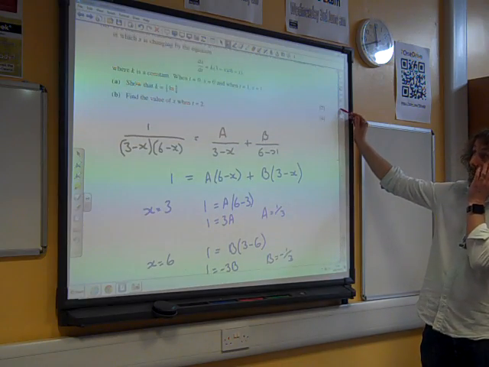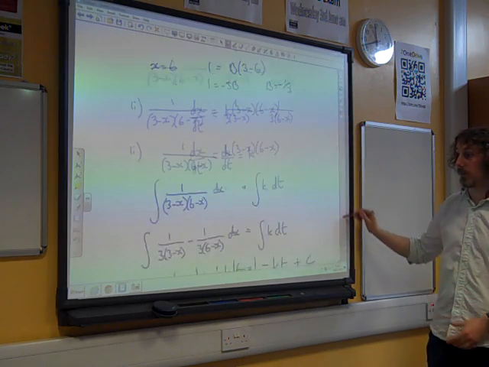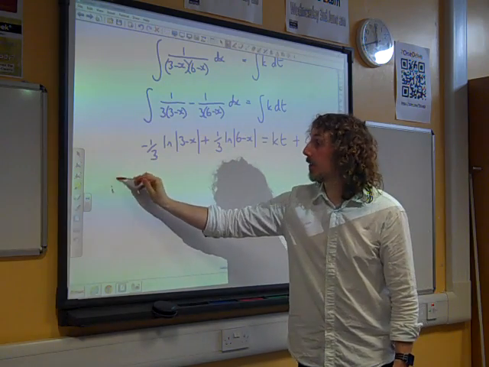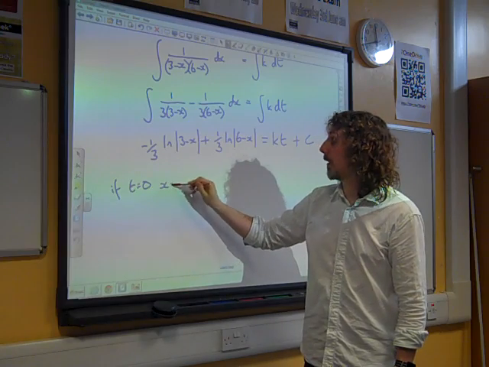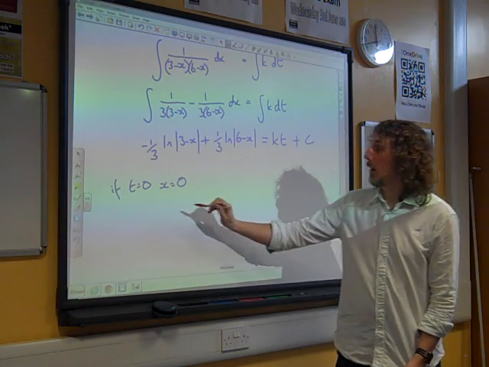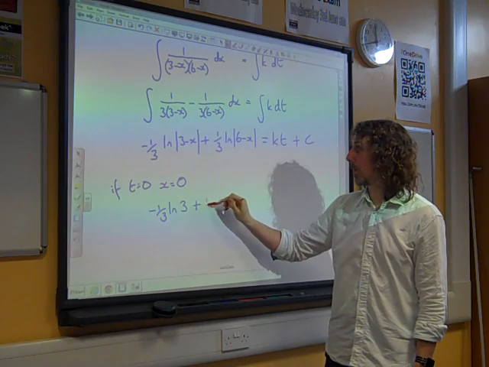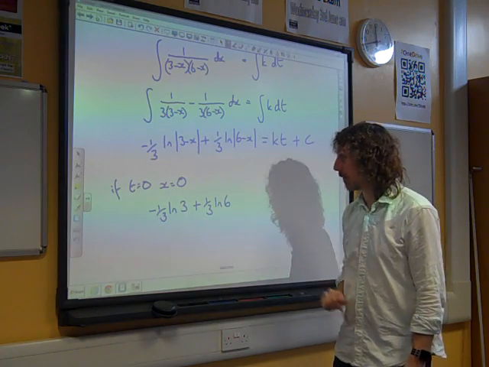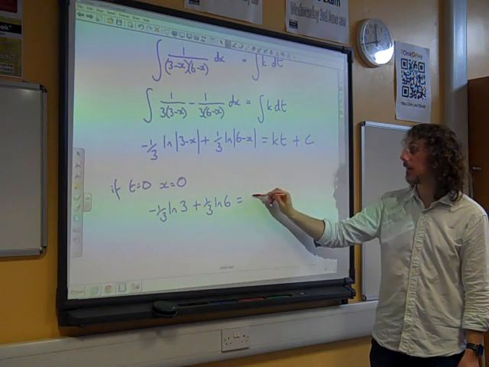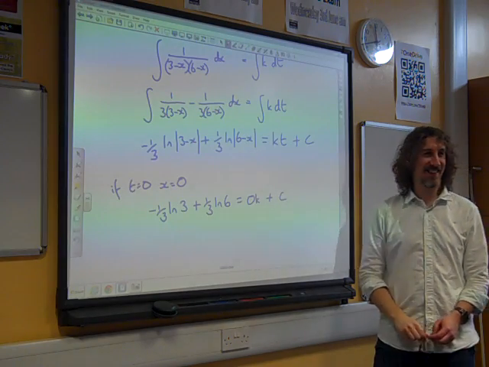We were told that when t was 0, x was 0, and when t was 1, x was 1. So let's start seeing if we can work out what some of these constants are. If t equals 0, x equals 0. Let's sub some of that stuff in then. That gives us minus a third natural log of 3 plus a third times the natural log of 6 is equal to 0 times k, which is okay, plus c.